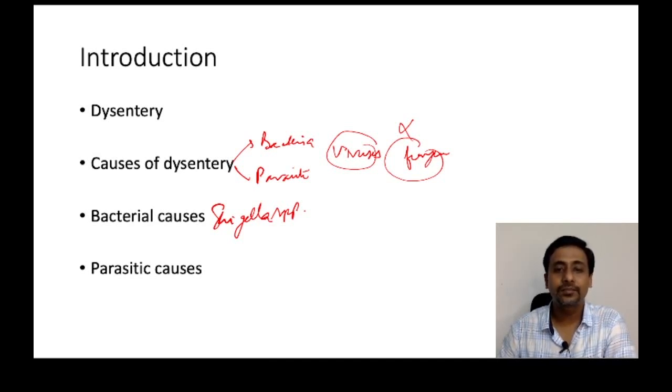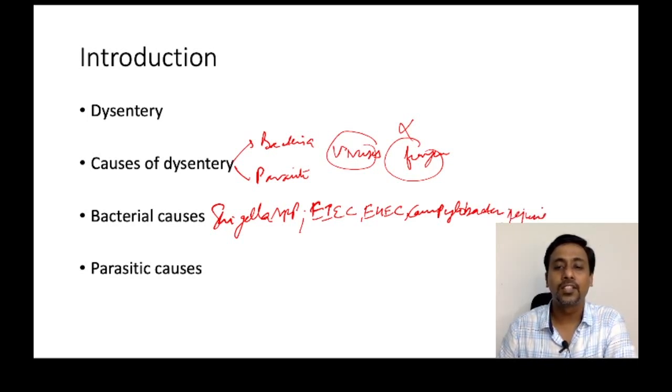Then 2 diarrheagenic E. coli can also cause dysentery: enteroinvasive E. coli and enterohemorrhagic E. coli. Then there are certain other bacterial agents which can cause dysentery. The first one is Campylobacter jejuni.